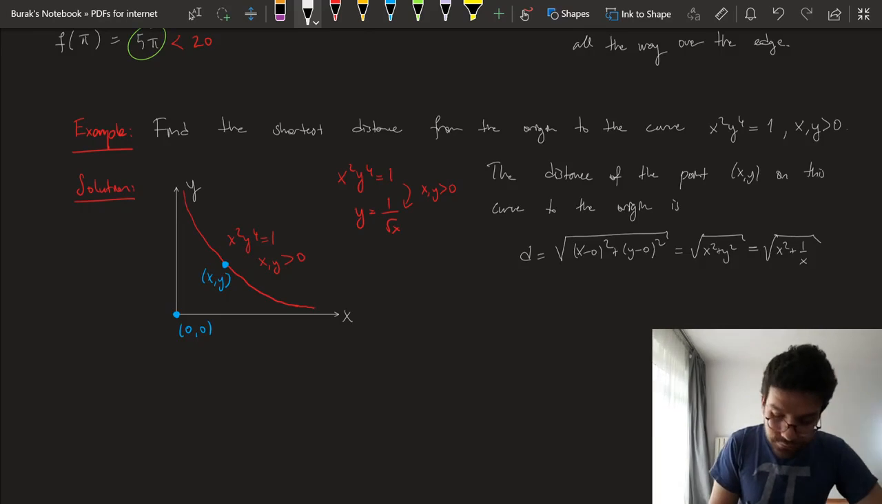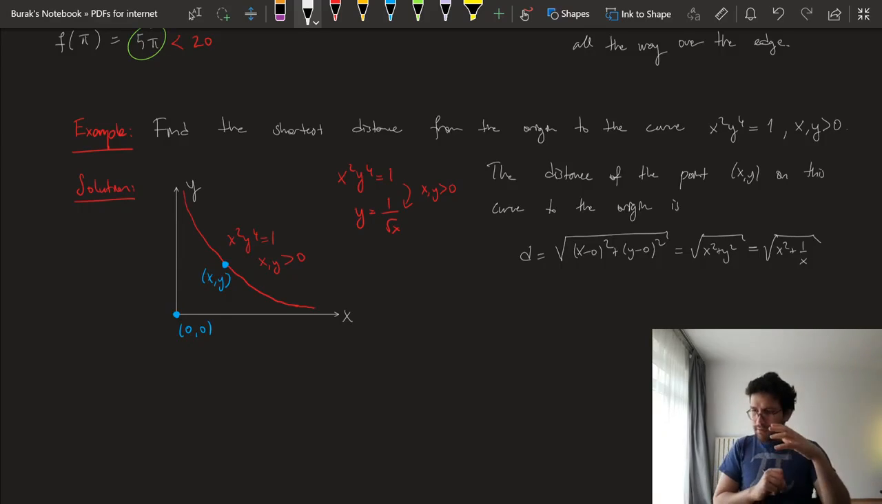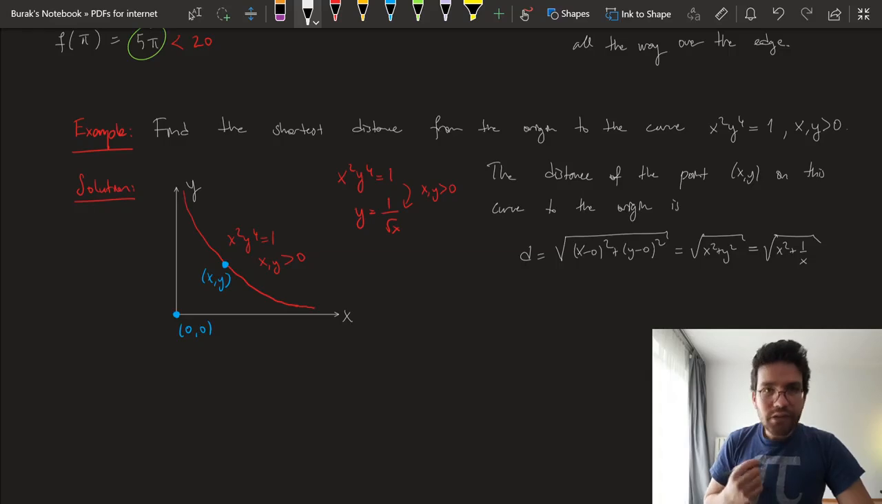Now there are two things that I can do at the moment. I can directly try to optimize this function over a certain interval, or I can try to optimize its square, which is a trick people often do. So I'm just going to do that and explain why I can do this.